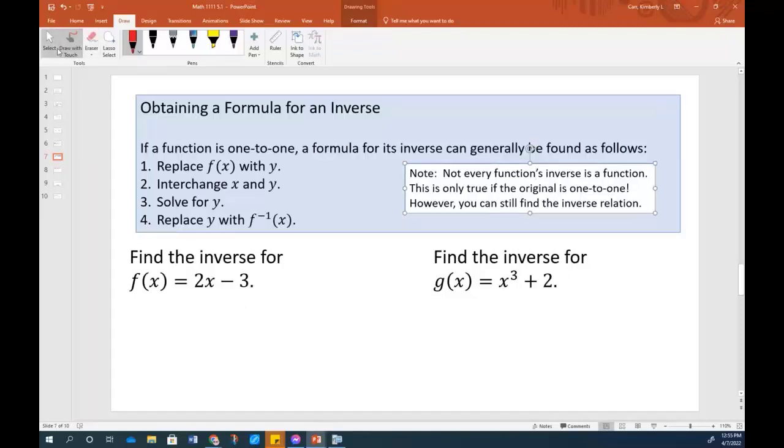So now let's find the inverse of these functions. First of all, replace f of x with y. So y equals 2x minus 3. Then interchange the x and y. X equals 2y minus 3. Now that is the inverse.